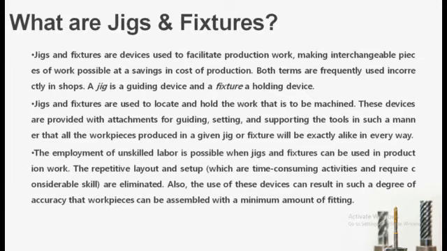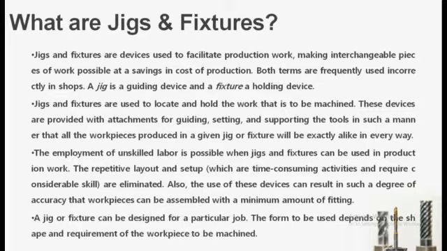Now, why are jigs and fixtures used? As I said in the last lecture, jigs and fixtures are mainly used to help unskilled labor produce repetitive work with greater accuracy. A jig and a fixture is a design part, so they can be used for a particular job or a particular type of production, and whether this production is batch type or large scale type decides the amount of money to be invested in a jig design or a fixture design.